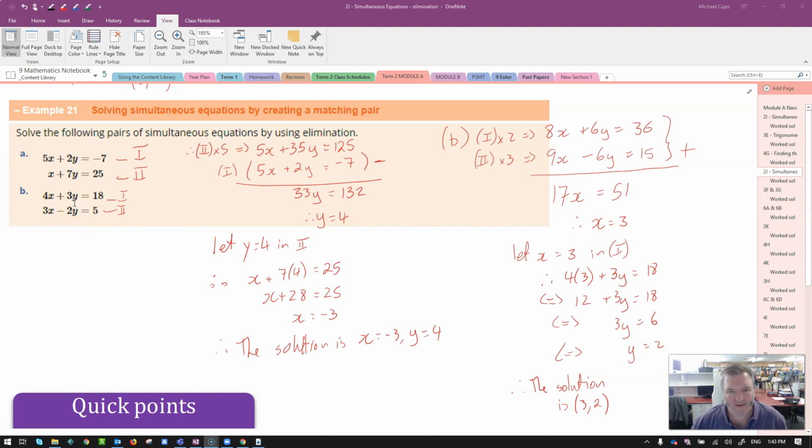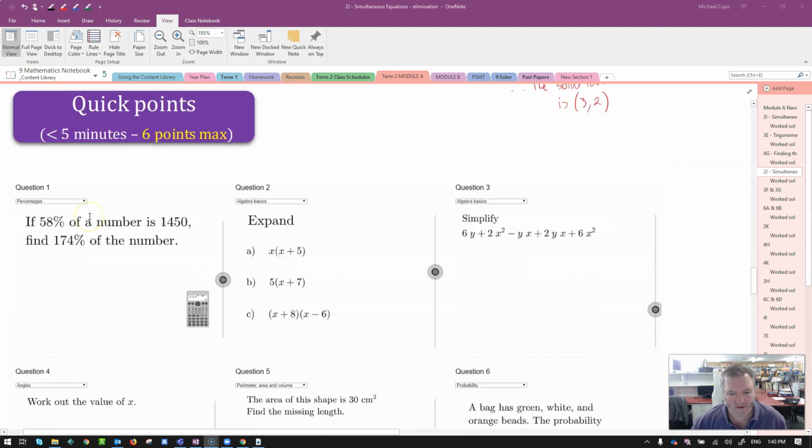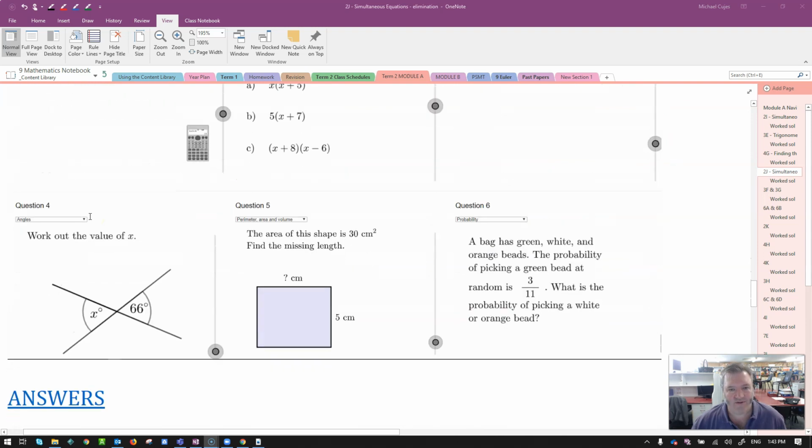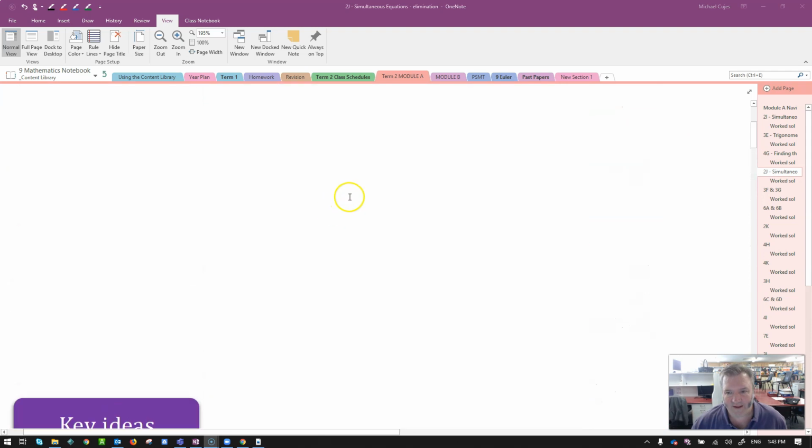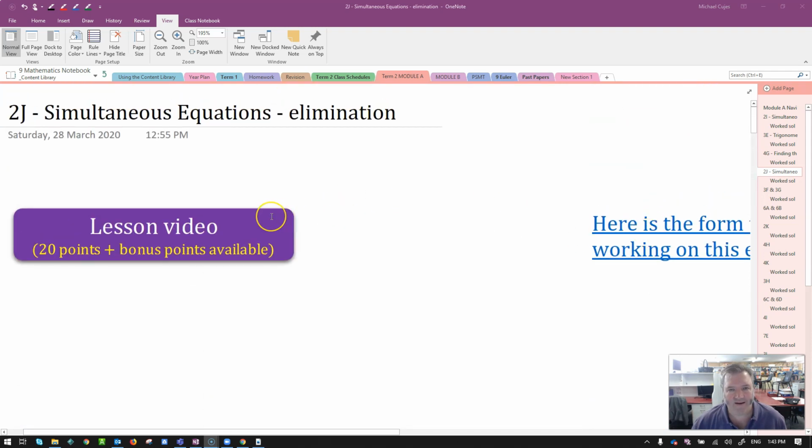Good luck with your working today. Don't forget to have a go at those quick points there. Good little skills to practice. You can check the answers down the bottom and fill in the form at the end of the day with what you've managed to get done.